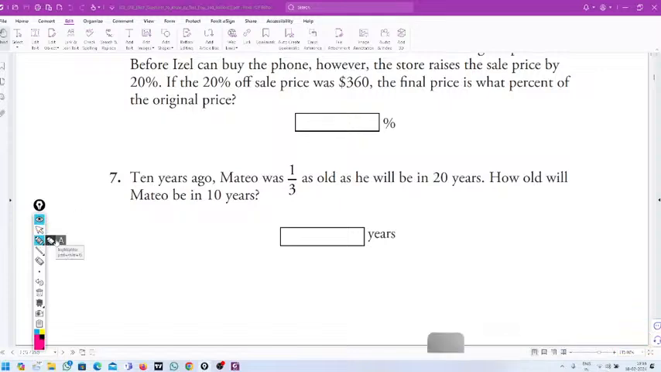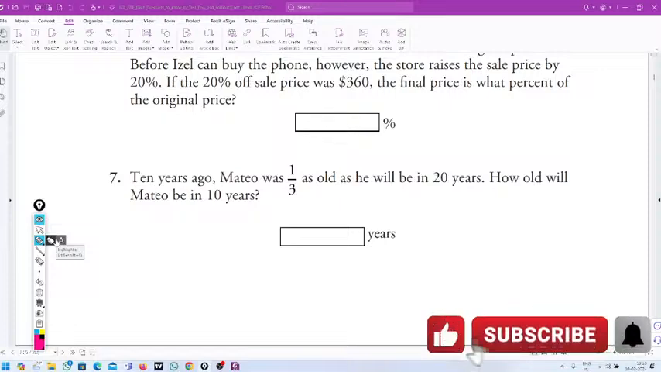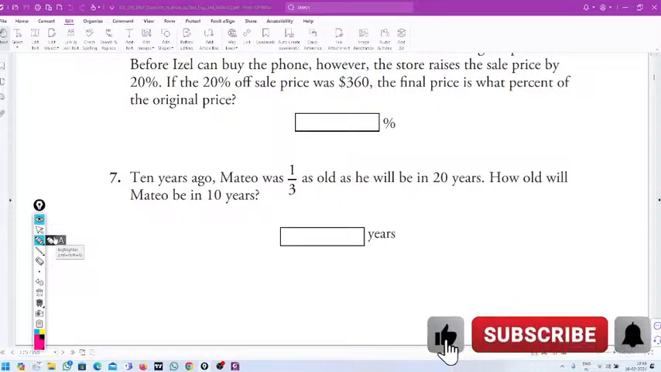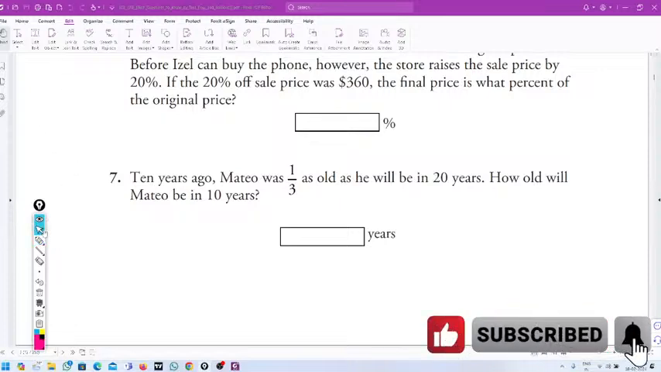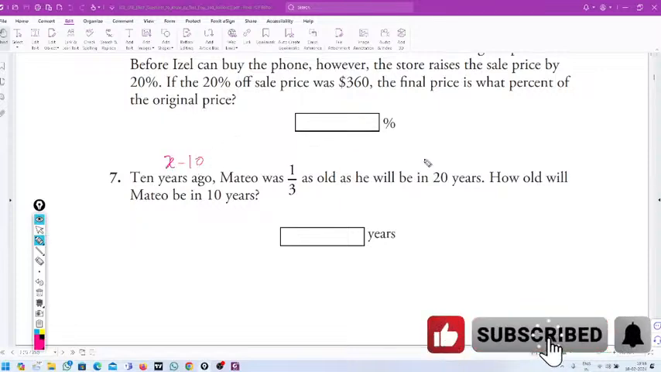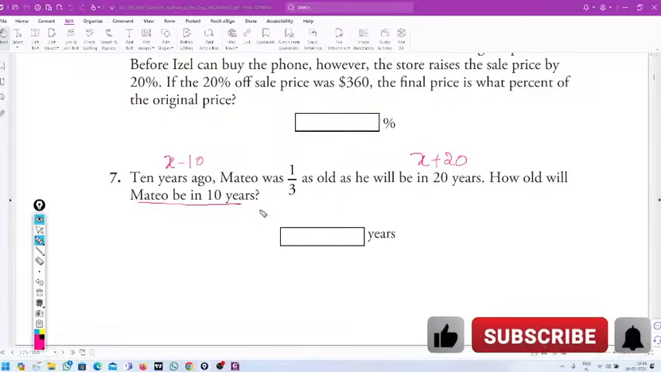10 years ago, Mato was one third as old as he will be in 20 years. So the comparison is between 10 years ago and after 20 years. And the question is asking what the age of the person will be after 10 years. Guys, the simple thing we need to remember is, 10 years ago is x minus 10, and 20 years later will be x plus 20. And the question is asking for the x plus 10 value.